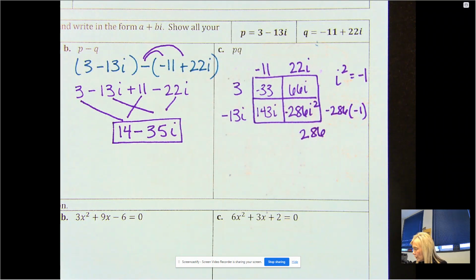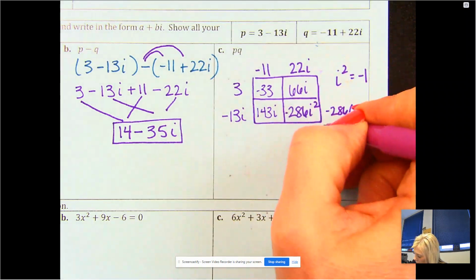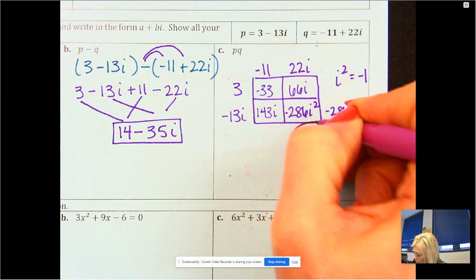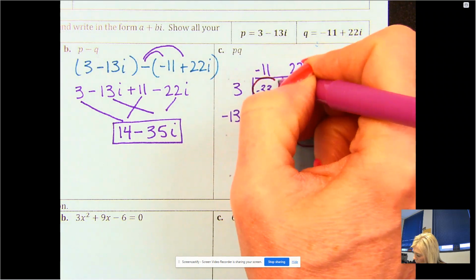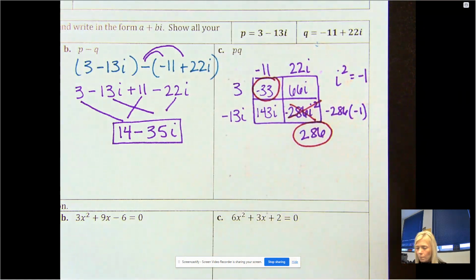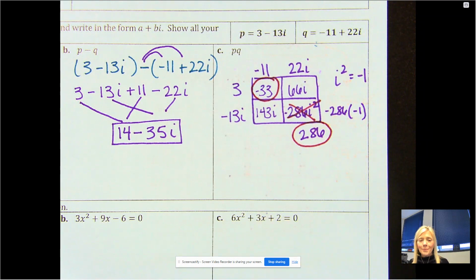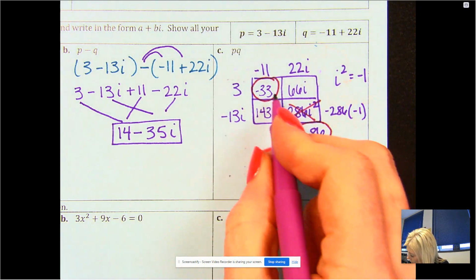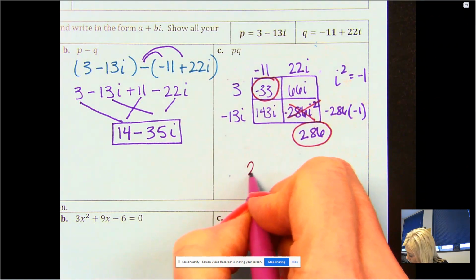And so when you get all of the multiplying done and then you're ready to combine like terms, you're going to combine this 286 with the negative 33. We're no longer going to be concerned with that i because it's now a real value. So 286 plus negative 33 is 253. Right? So these total to 253.